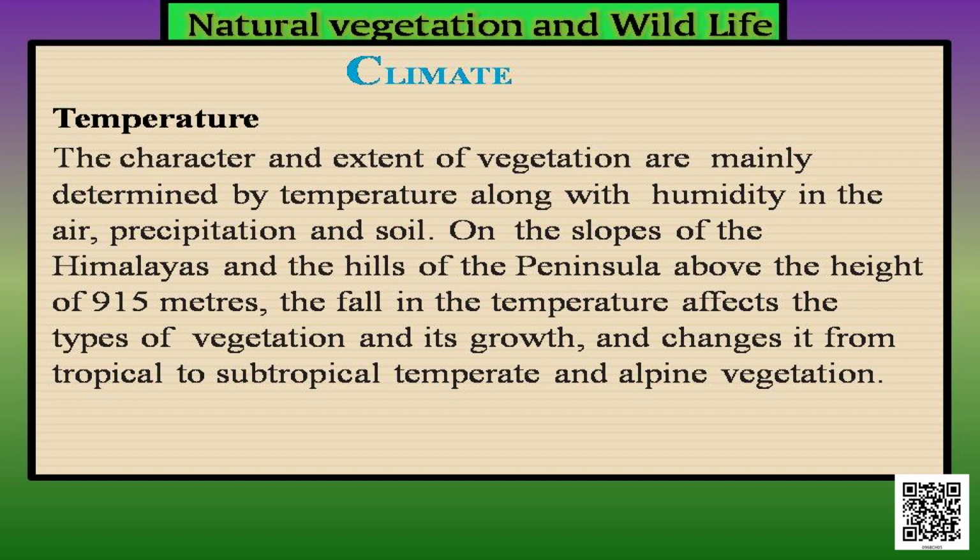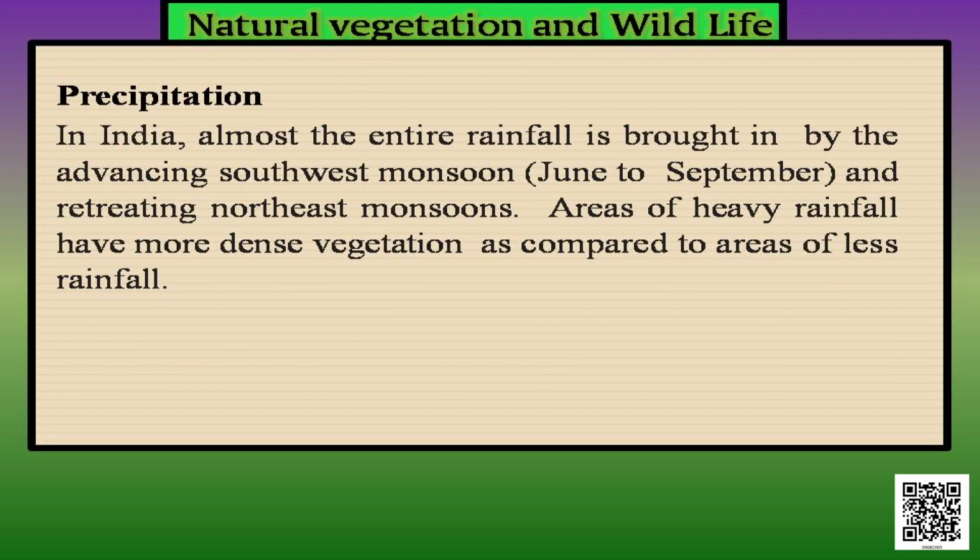Next, it is the precipitation. As you all know, our country is affected by the southwest and northeast monsoon that results in dense vegetation as compared to the areas of less rainfall. Similarly, if I ask you another question, why are the western slopes of the Western Ghats covered with thick forest compared to the eastern slopes? It is all because of the heavy rainfall.